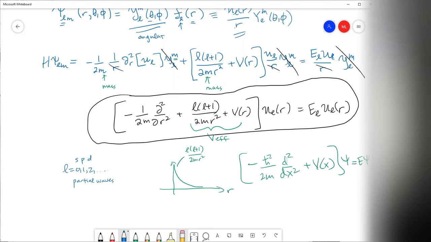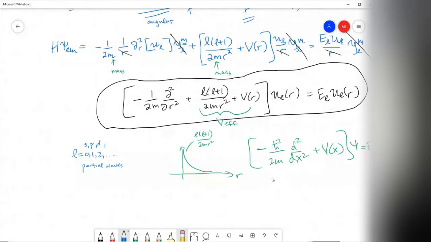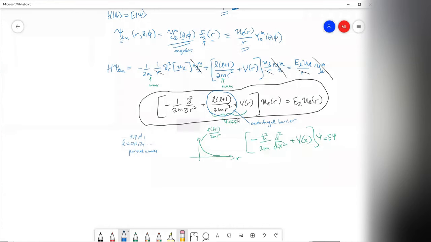We'll talk more about that next semester. So this is how you would solve a radially symmetric potential. And this part is called the centrifugal barrier. It prevents the state from going to the origin. Okay, any questions about that?